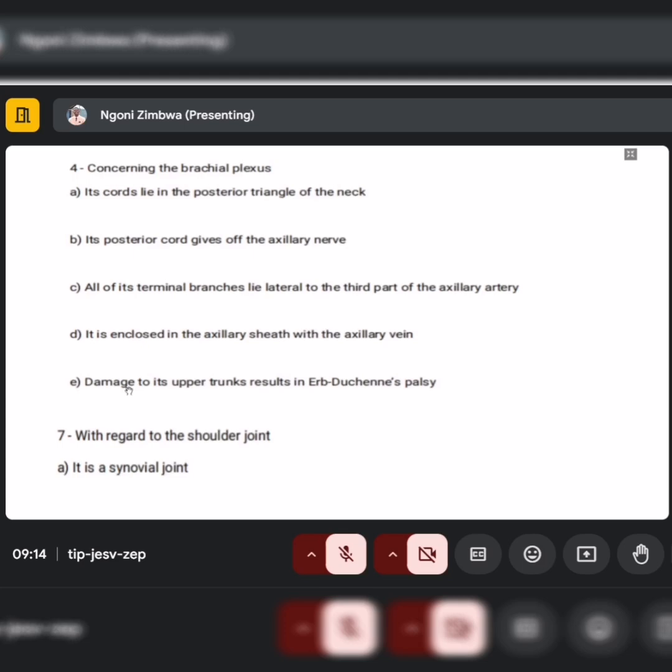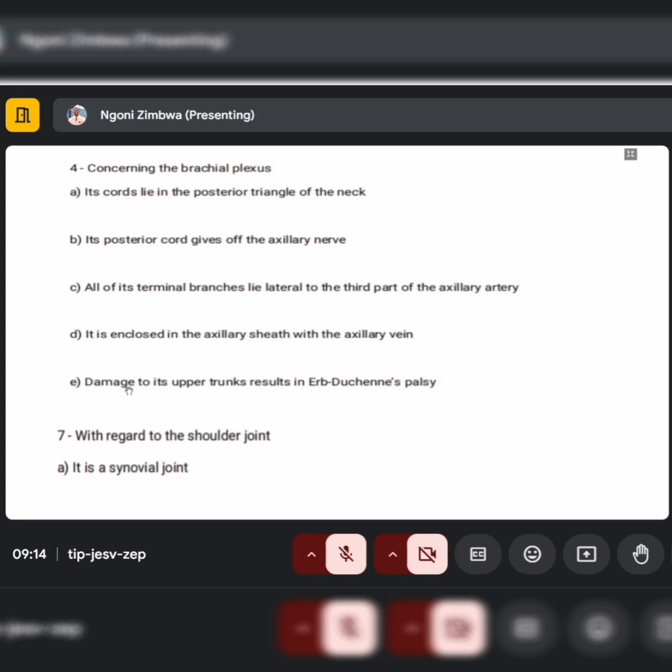B, its posterior cord gives rise to the axillary nerve. What do you think? That is true. Remember, the posterior cord is the largest cord. It receives all the posterior divisions from the upper trunk, middle trunk, lower trunk, forming the posterior cord. The posterior cord will actually give your radial nerve, which is the largest nerve of the brachial plexus, and it also gives the axillary nerve, which will supply the deltoid muscle together with your teres minor muscle.